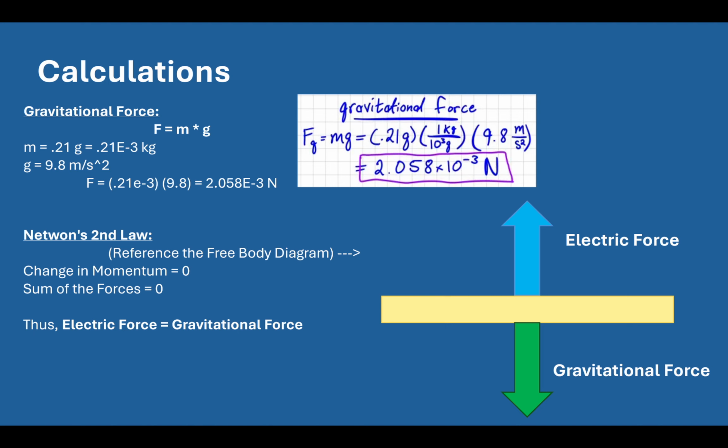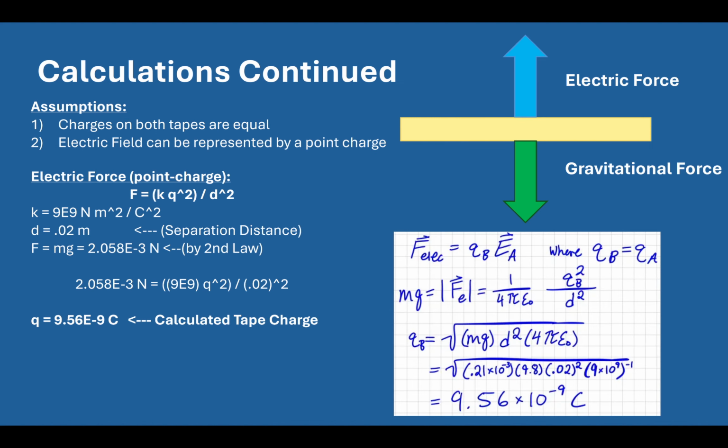Using the mass of the tape, the gravitational force was calculated to be 2.056 times 10 to the negative 3 newtons. By Newton's second law, the floating piece of tape must have a gravitational force of equal magnitude to the electric force in the opposite direction for it to float above the other tape. Reference the free body diagram on screen. From here we can solve for the charge based on two critical assumptions, that the charges of both tapes are equal and the electric field can be represented by a point charge.